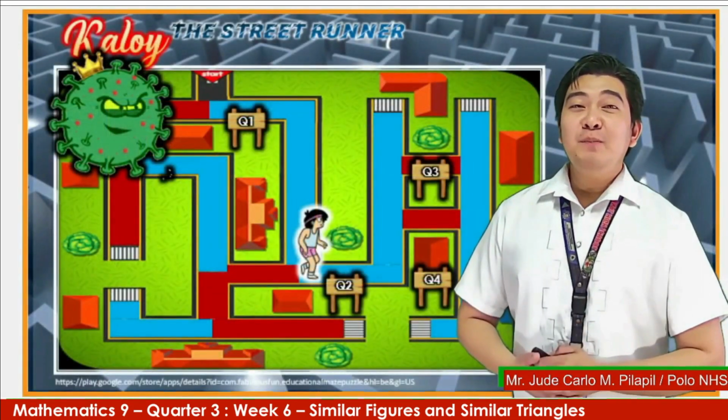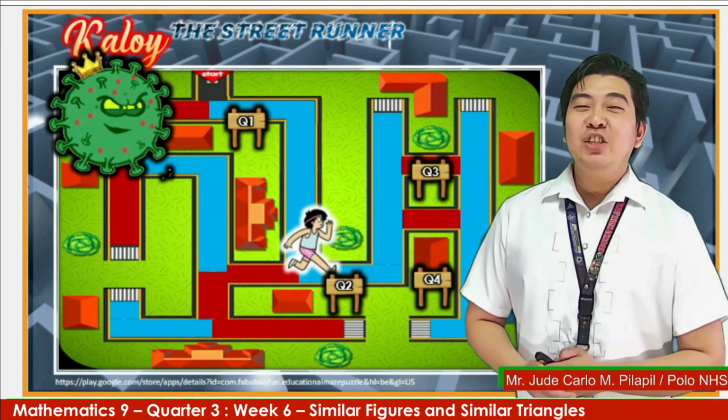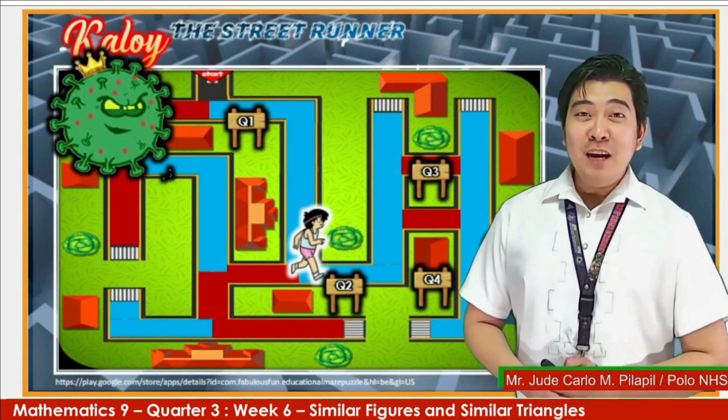A few more questions before we can lead Kaloy to his home. I hope that you are still with us in this challenge. Let us proceed to checkpoint number 3.